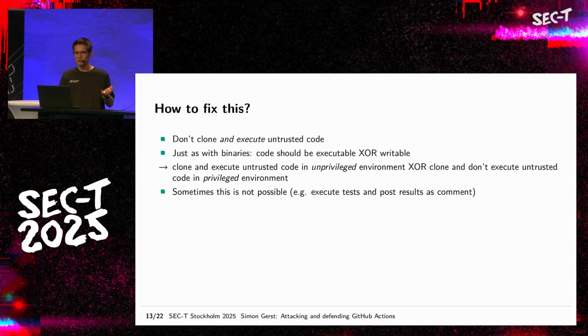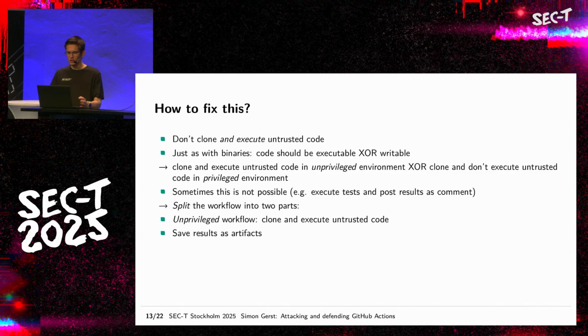And sometimes this is not possible. Like you want to execute random pull requests, you want to maybe run coverage on the tests, and then you want to upload the coverage, or you want to write some command and post the results to the pull request or issue. And in that case, you cannot use an unprivileged environment, because the unprivileged environment wouldn't have the permissions to post a comment on the pull request, for example.